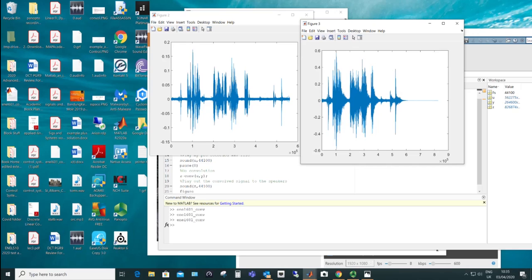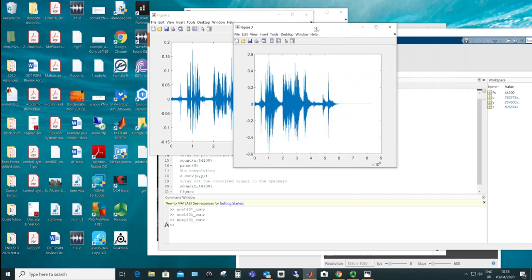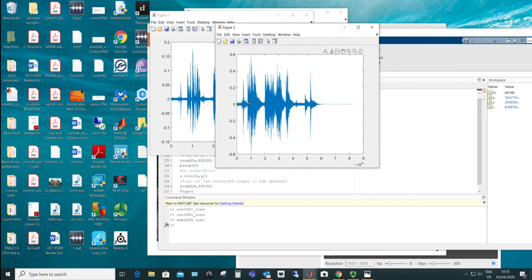So that's me speaking as if I was in the church. Notice the difference between the waveforms. One's gone through this reverberant filter, so they don't look quite the same. They've got a similar sort of appearance. This is a reverberant waveform now.